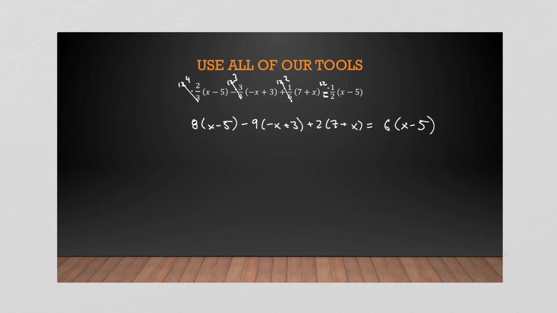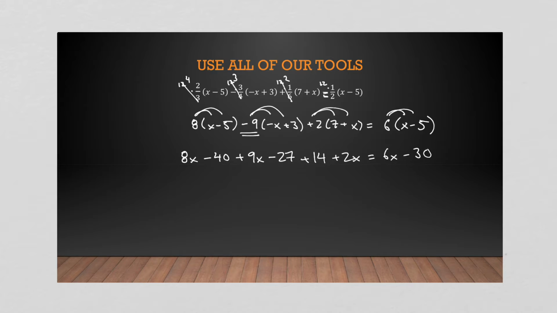So once we've gotten rid of the fractions, we can then water bomb to get rid of the brackets. Don't forget that you are water bombing in a negative if there's a negative in front of it. So now we have 8x minus 40 plus 9x minus 27 plus 14 plus 2x equals 6x minus 30.